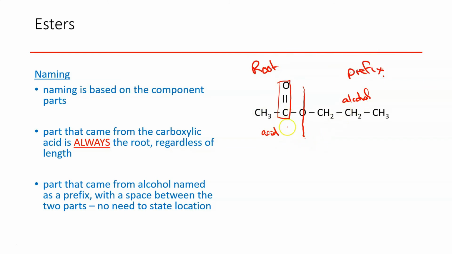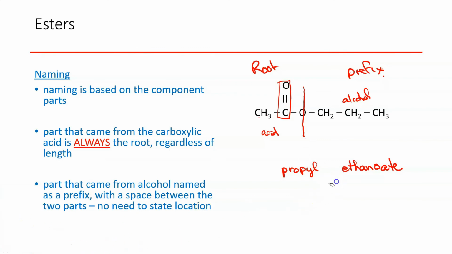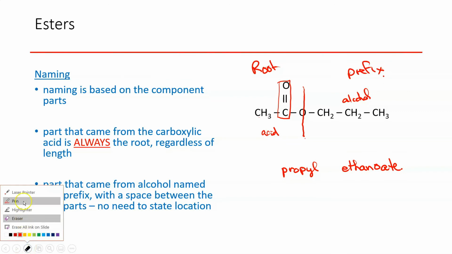And so now I would name this. This is 2 carbons long, so it's an ethanoate. And then this is my prefix. It's a propyl. We don't need to state the location of the propyl, it's a given, but you'll notice I left a space here. This is the only time we leave spaces in our organic names. So we would have a space here in this name.